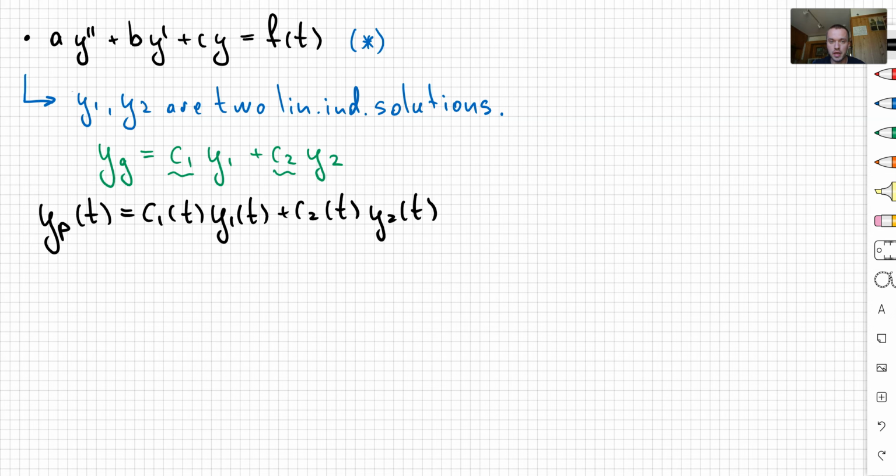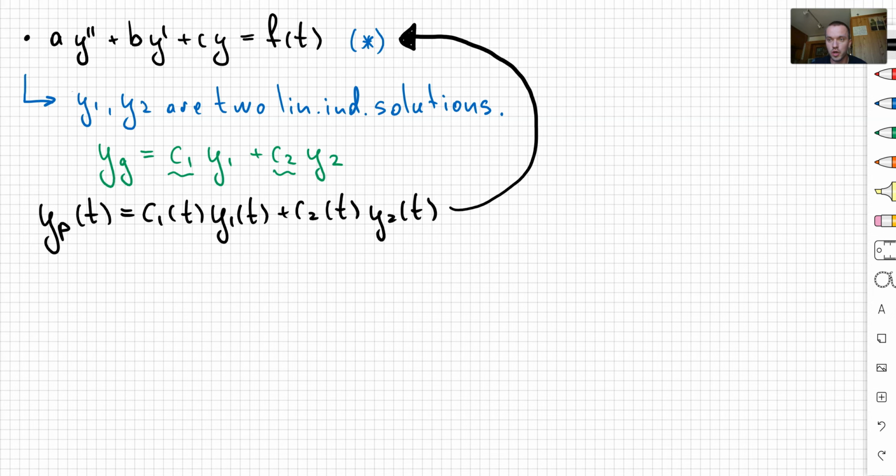And the question is, can we figure out what c1 and c2 are such that they satisfy this differential equation on one side, and on the other side, that the function we get, y particular, is not going to be either your y1 or y2. Okay, so for that, what do we need to do? We need to solve for that function y particular. What do we mean by solve? We have our differential equation, and we have some possible solution which is unknown, but that we want to figure out.